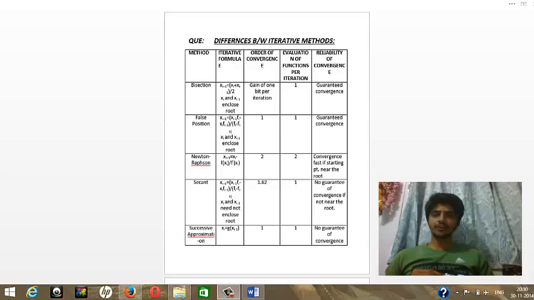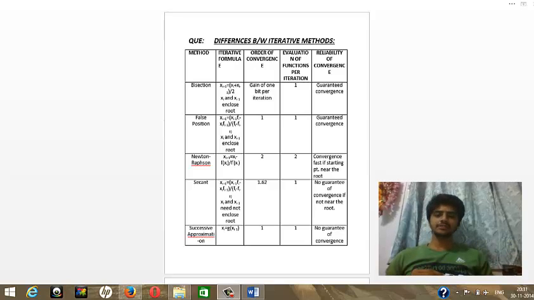The iterative formula for false position method is x_{i+1} = (x_{i-1} f_i - x_i f_{i-1}) / (f_i - f_{i-1}). Here also x_i and x_{i-1} enclose the root. But in the formula, it also includes the function at those points, that is x_i and x_{i-1}.